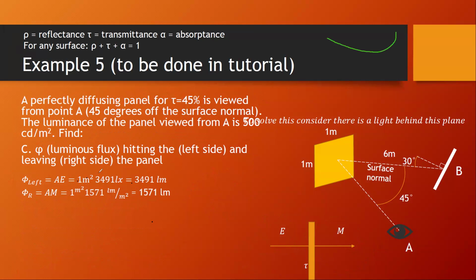Now, this is also a very fun part of it. You have the luminous flux hitting the left side and the right side. You just need to calculate this part. You have the surface area of both. You have E and M from the previous part of the question. Plug those numbers in, you get the final answer.